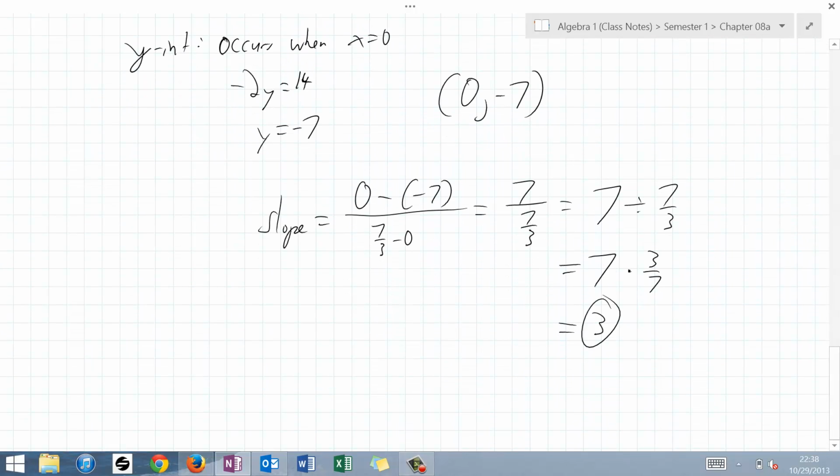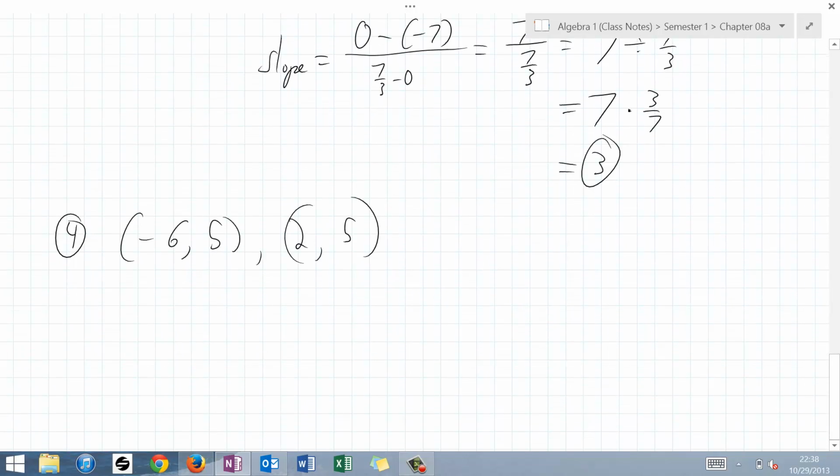I'm going to go back to giving you points. Let's talk about number 4. -6, comma, 5, and 2, comma, 5. Well, what's going on here is that I have, let's do the change in y, so slope is equal to 5 minus 5 over negative 6 minus 2, which is equal to 0 over negative 8. And 0 over anything is 0. The slope is 0.